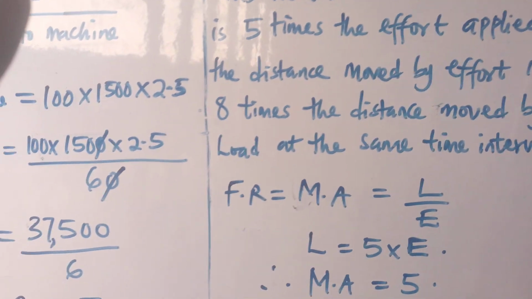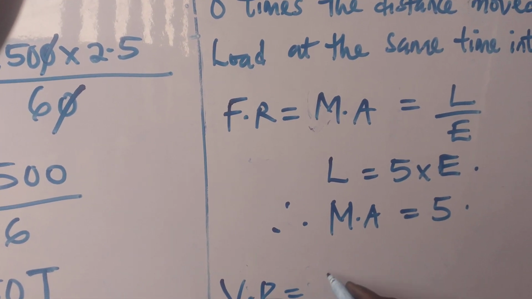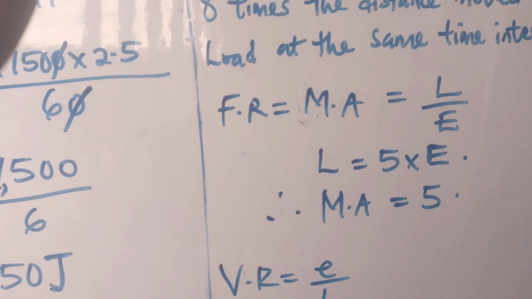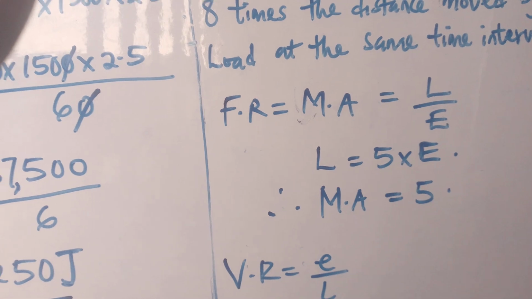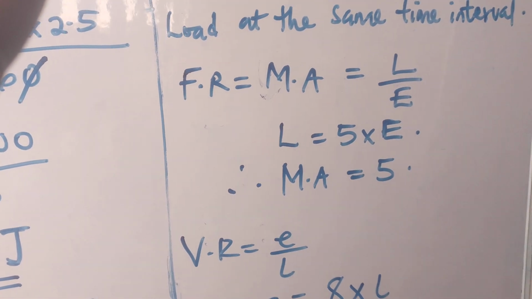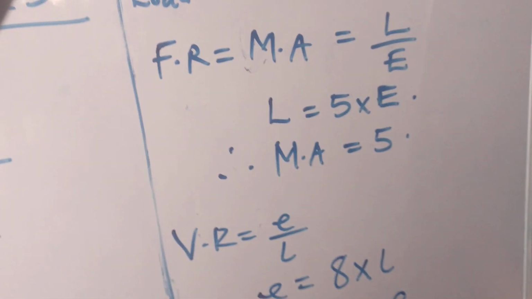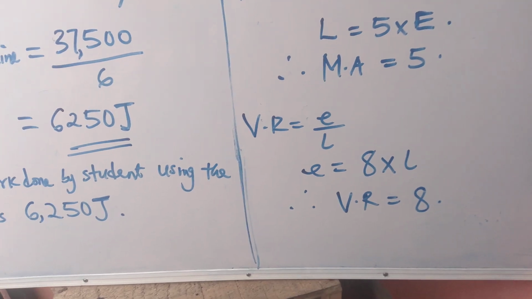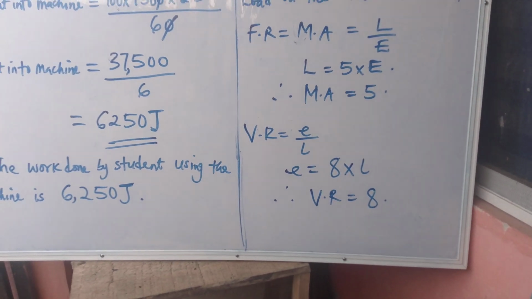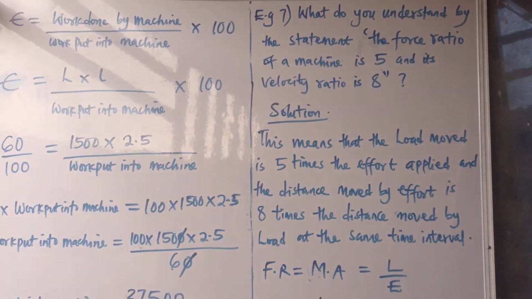And also, we stated that velocity ratio is distance moved by effort over distance moved by load. So now if the velocity ratio is 8, it means that the distance moved by effort is 8 times the distance moved by load. Okay, so distance moved by effort is 8 times the distance moved by load. So therefore, the velocity ratio will be equal to 8. That means that velocity ratio is 8. Alright, so we'll stop there. That is the meaning of that statement.